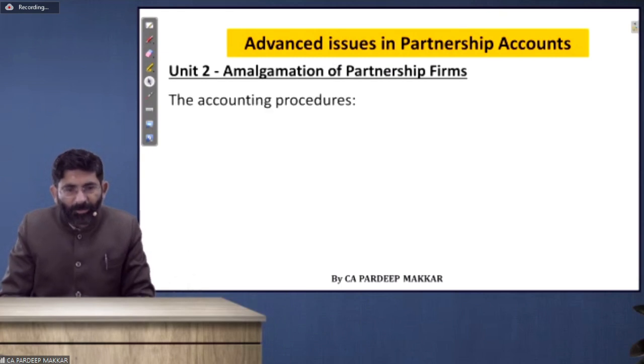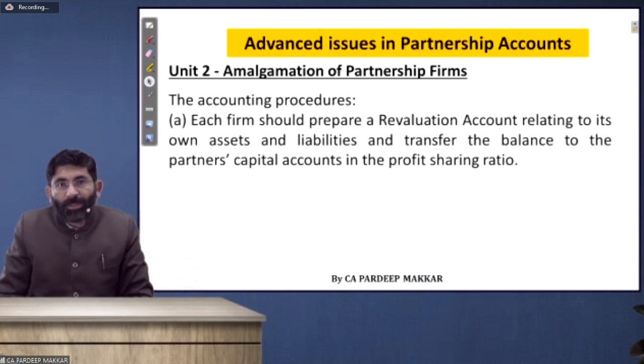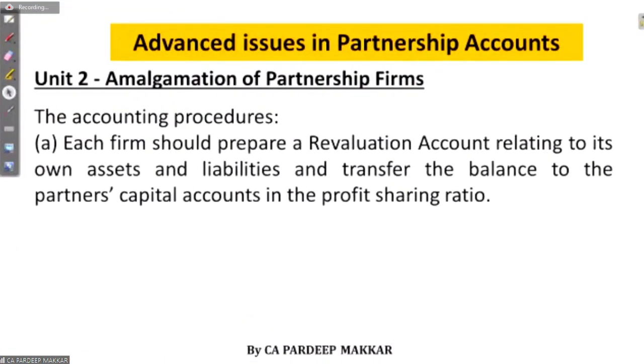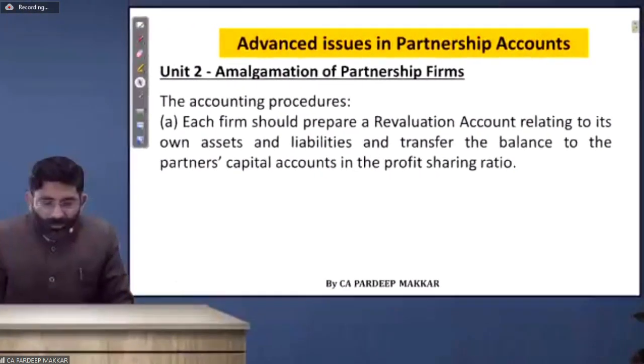In amalgamation, the accounting procedure is very simple. We have to prepare the revaluation account and transfer the balances to the partners' capital accounts in the profit sharing ratio. Whatever the balance in the revaluation account, meaning profit or loss on revaluation, is to be transferred to the partners' capital accounts.